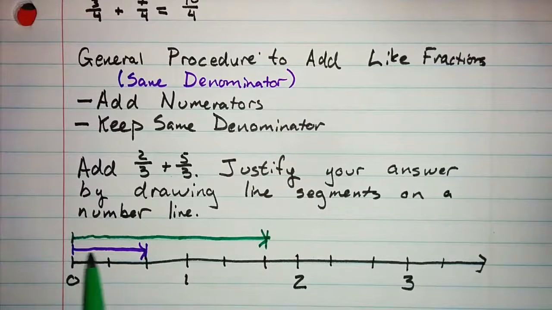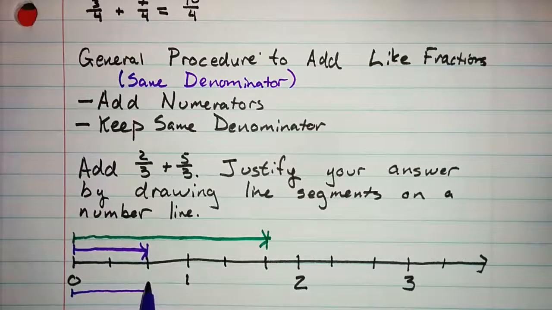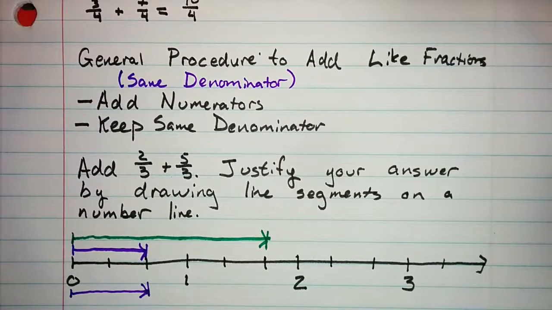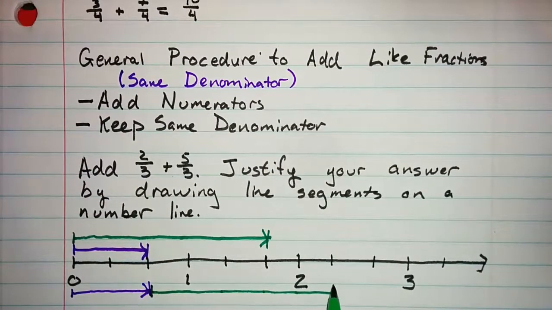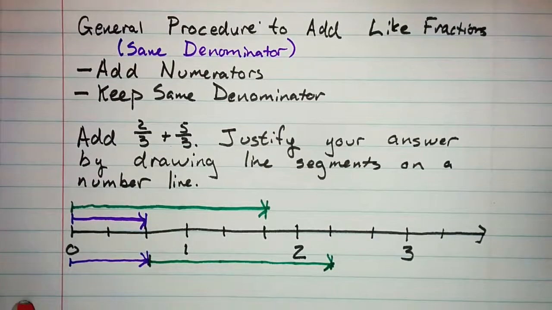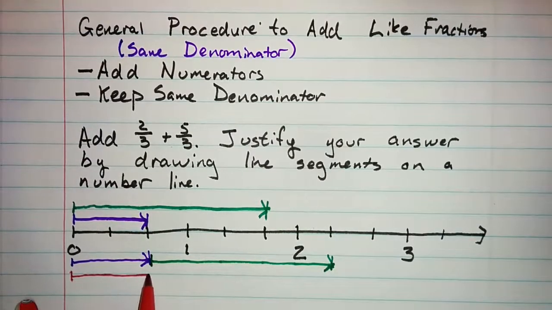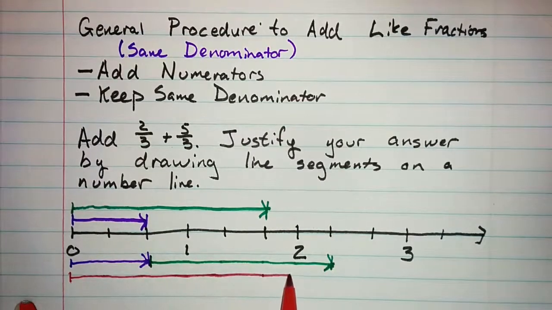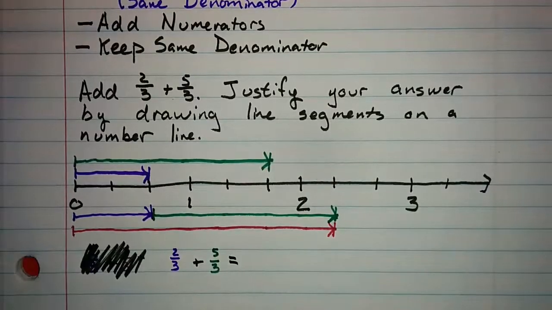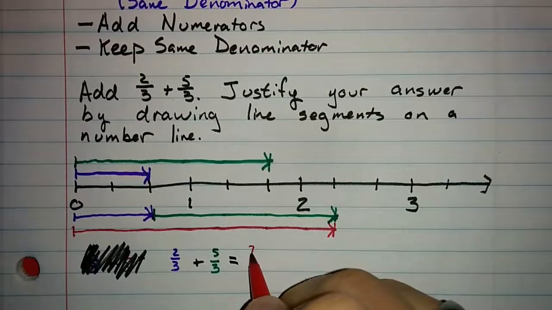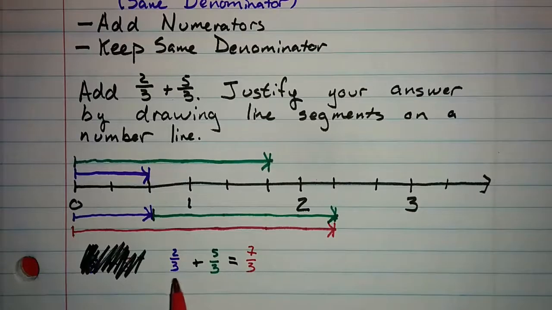What will 2/3 plus 5/3 be? Well, we'll start with our 2/3, and then we'll add 1, 2, 3, 4, 5/3 onto the end. What does that add up to? It adds up to 1, 2, 3, 4, 5, 6, 7/3. 2/3 plus 5/3 gives me 7/3, which is what I would predict if I just added together the numerators.